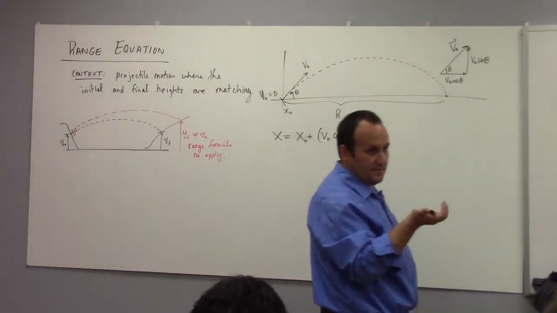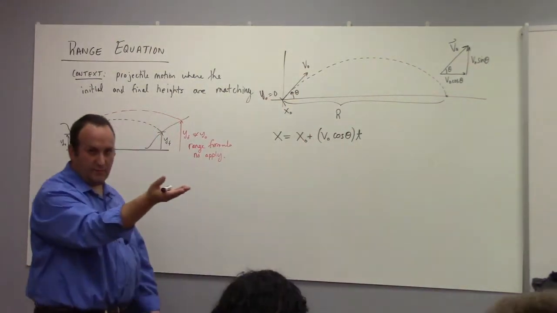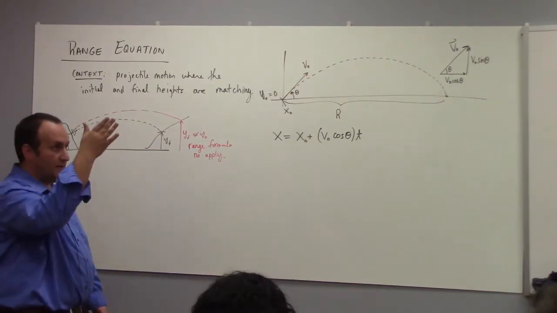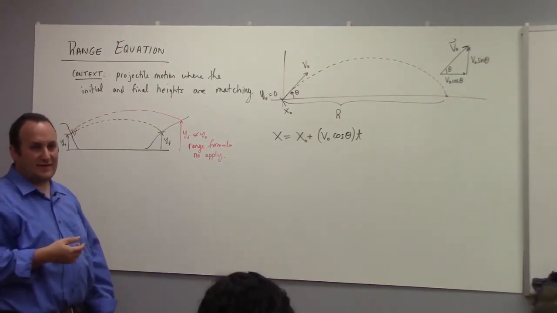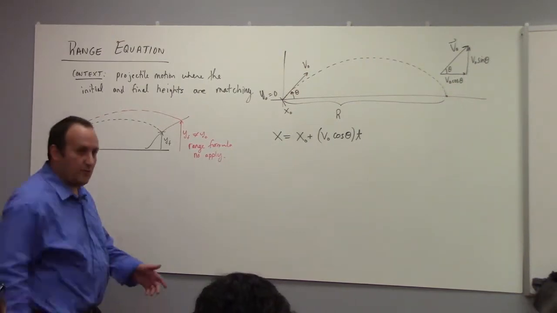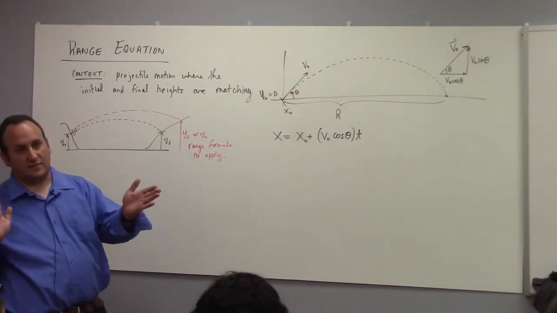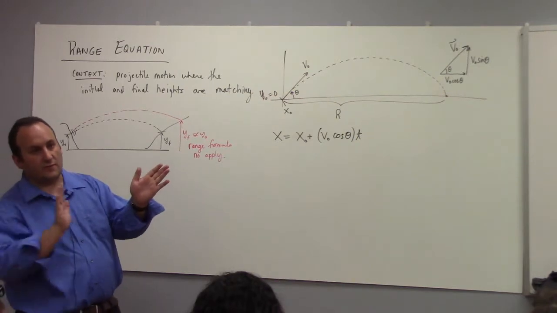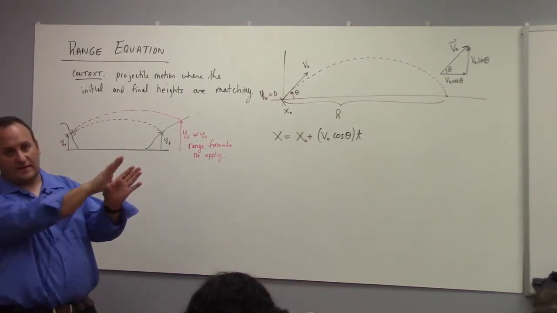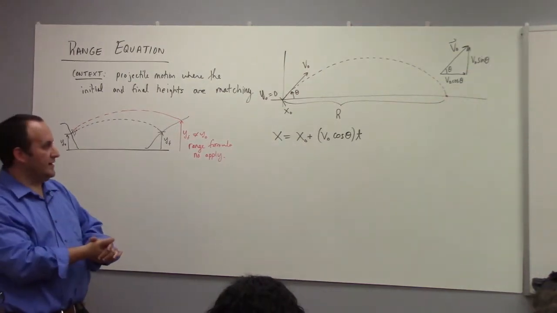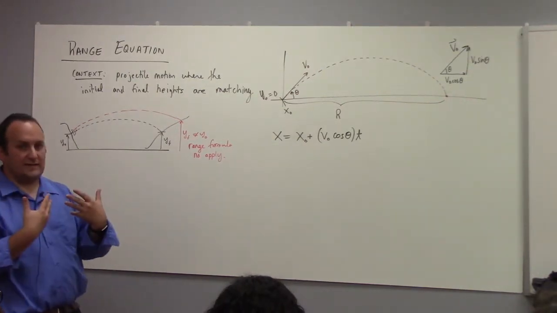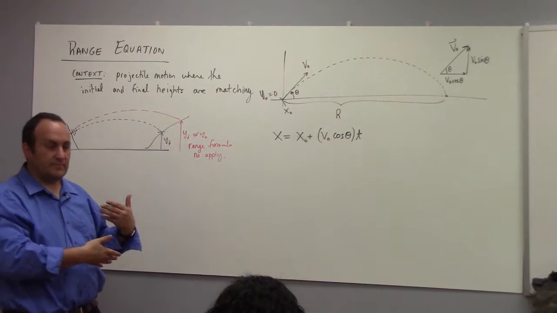If I give it some horizontal velocity like that, it survived. I guess it's meant to live on another day. But whatever horizontal velocity I gave it to start with, it keeps going over at that rate. That v naught cosine theta, it just keeps going. There's no x acceleration. In contrast, the y velocity varies with time.